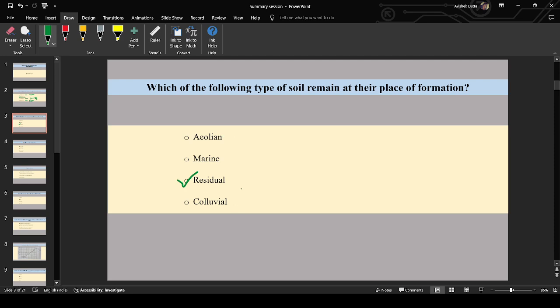Others are transported. For example, aeolian soil is transported by wind. Marine soil, I have mentioned in the previous question also, by the sea. Colluvial soil, again, is transported by the action of gravity. So, which of the following types of soil remain at their place of formation? The answer is residual soil. Residual soil is a type of soil that remains at its place of formation.